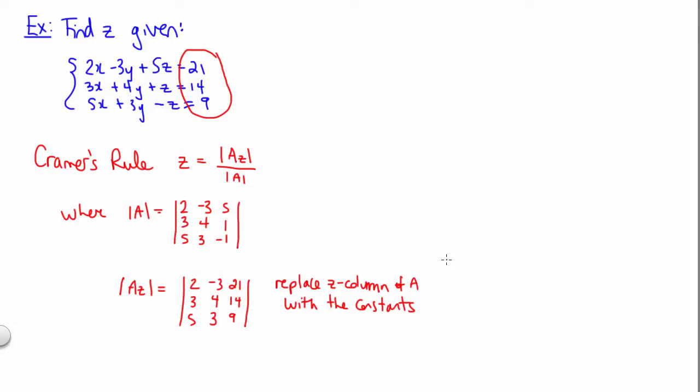Notice that we were not asked to find the values of x and y in the system. Cramer's rule is particularly useful when we just need to solve for one or a few of the variables in the system.